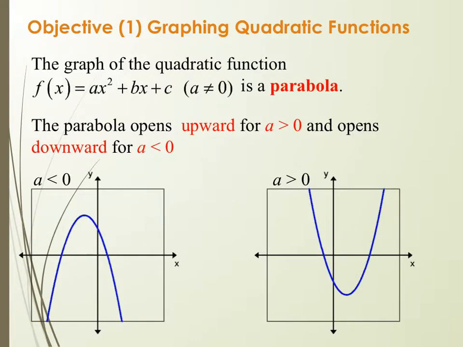Our first objective is graphing quadratic functions. In the past, we've talked about the graph of the quadratic function, which is f of x equals ax squared plus bx plus c, where a is not equal to 0, and is a parabola. The parabola opens upwards for a greater than 0 and opens downwards for a less than 0. As you can see, if a is negative, we would have a graph that looks like this. If we have a that's positive, we have a graph that looks something like this.